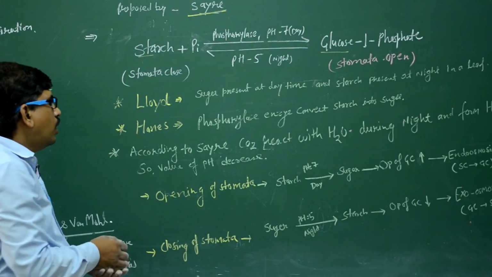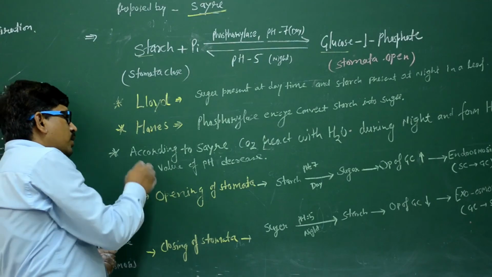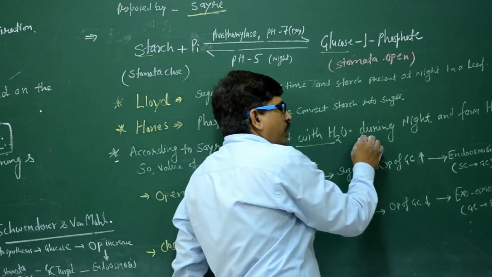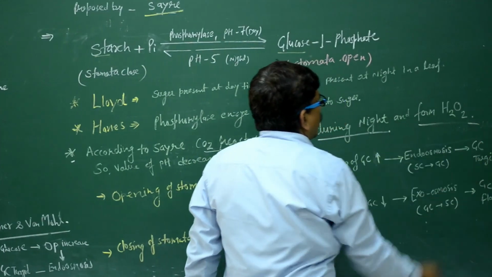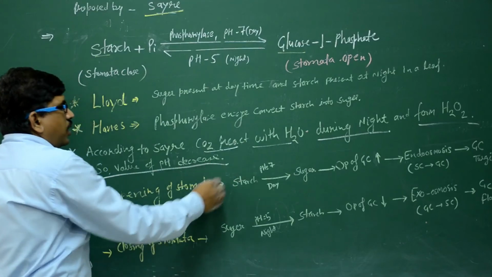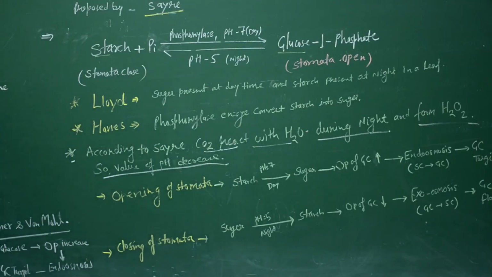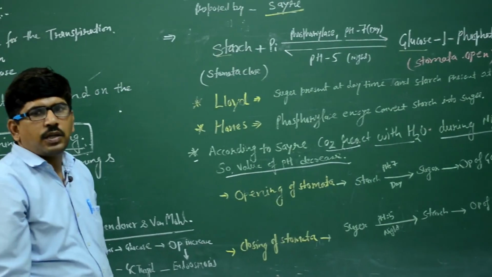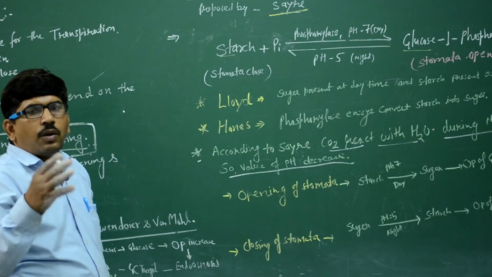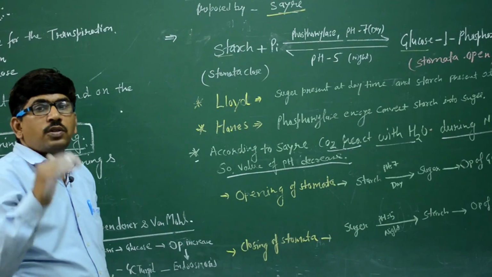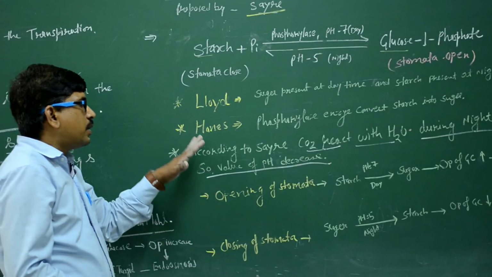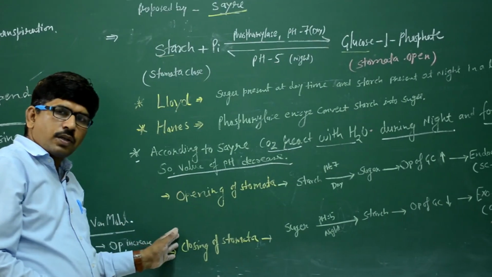Clear? According to Sayre, another thing is important. According to Sayre, CO2 reacts with the H2O during the night and forms H2O2. So the value of the pH decreases. It is the reason why the pH increases and why the pH decreases. pH decrease is due to the H2O2 formation. pH increase is due to the deficiency of CO2 in the stomatal cavity. Clear?